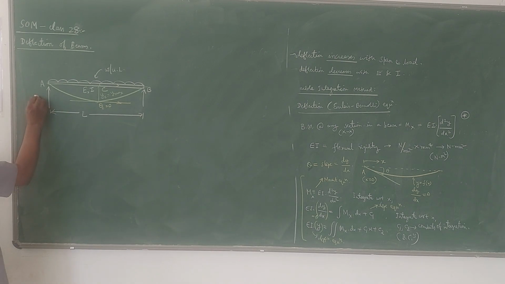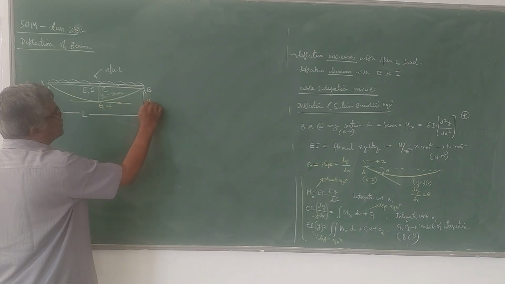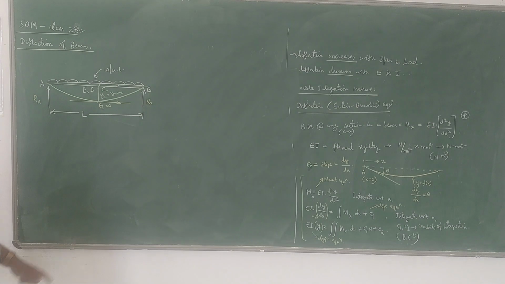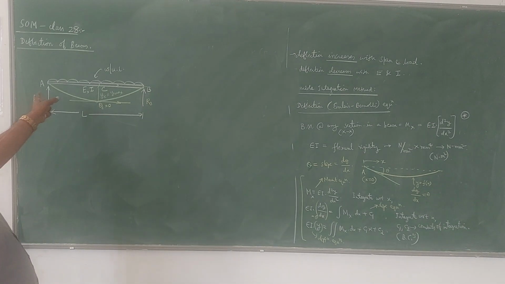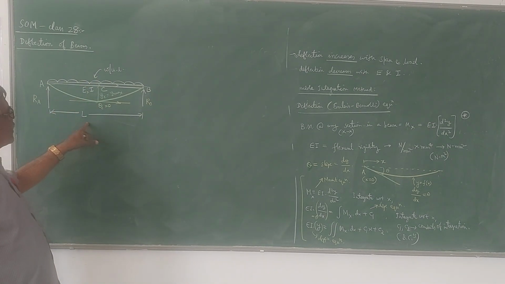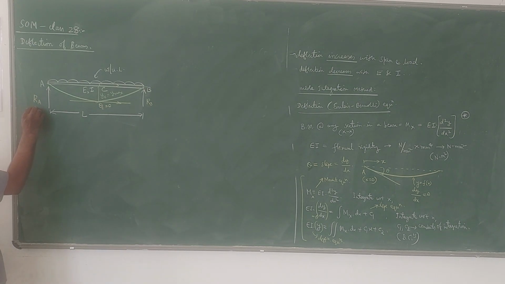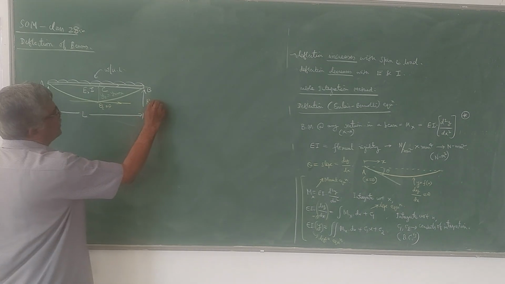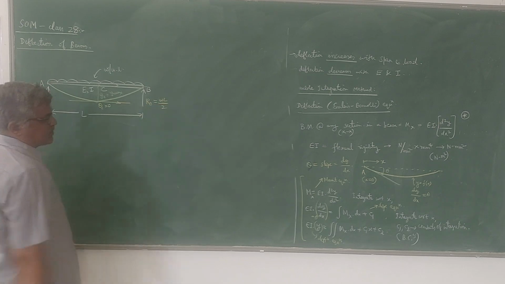Now reactions will develop, RA and RB. These two reactions will be equal because it is a symmetrically loaded beam. Total load on this beam is W into L. So reactions will be half of that, WL by 2, WL by 2. They are the reactions.